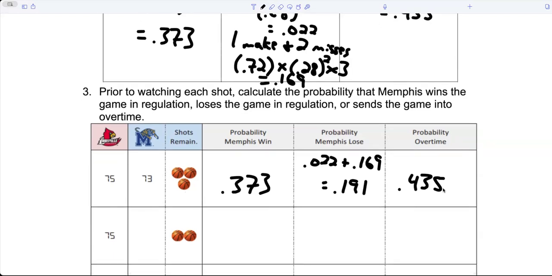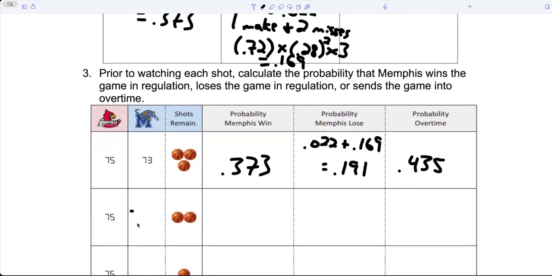Okay, well, let's look at another scenario here. Let's say he makes the first one. And there are 2 shots remaining. So what's the probability that they win? He would have to make the first and then make the second for them to win. So that's going to be 0.72 raised to the second power. And that probability, let's see, I got 0.518.